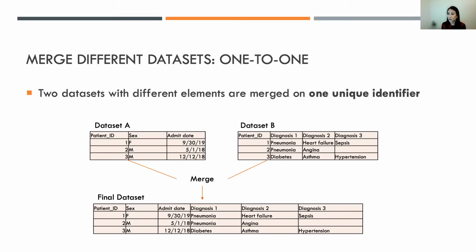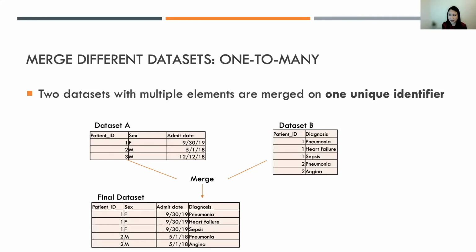And once you merge the file, what you'll see is that it tacks on data set B to the end of, it appends to data set A. And so you just see this wider data set by combining the 2. So that's the one-to-one option. The other option is one-to-many. And this is when you're taking 2 data sets with multiple elements and you need to merge them based on, again, that 1 unique identifier.